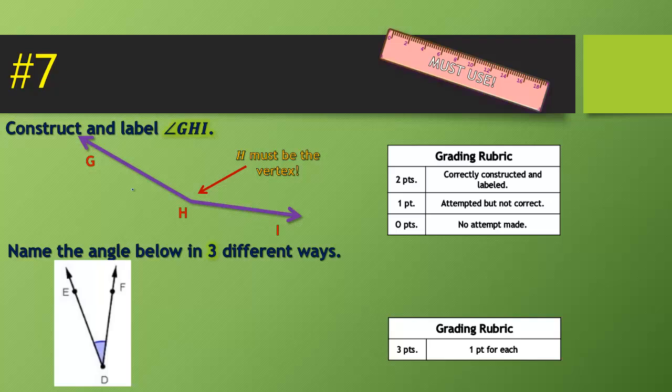Name the angle below 3 different ways. Well, we could do EDF. We could do just angle D, since D is only a vertex for one angle. Or we could say angle FDE.